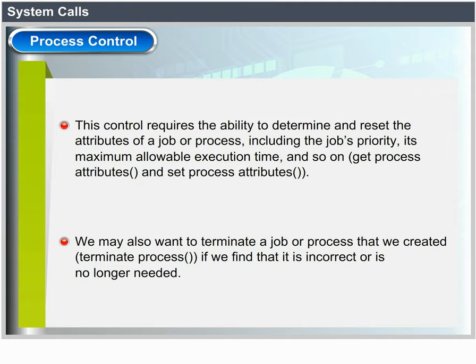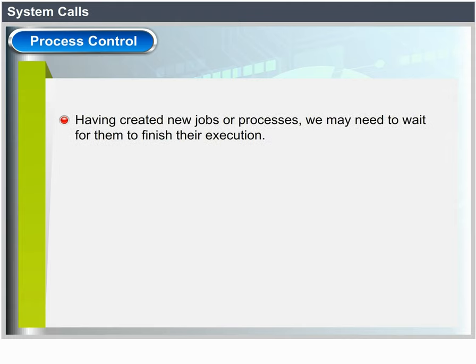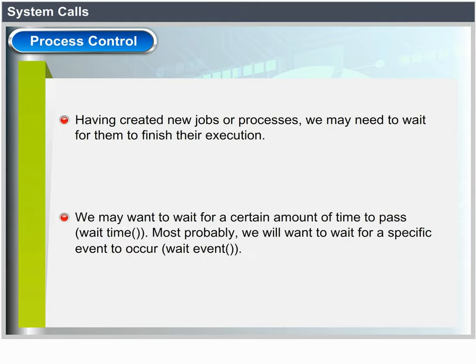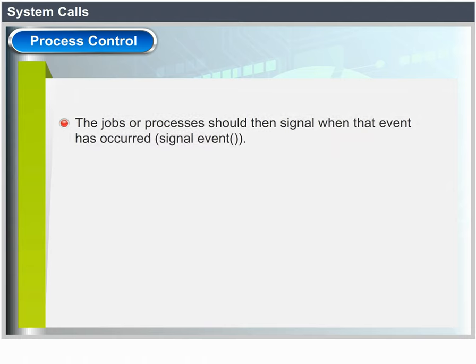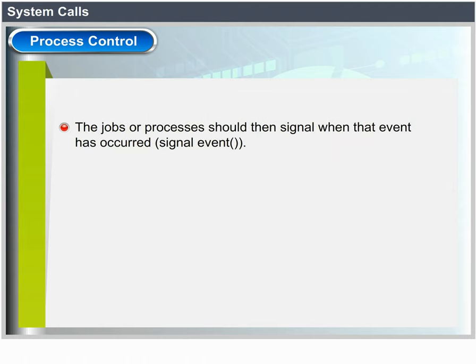Having created new jobs or processes, we may need to wait for them to finish their execution. We may want to wait for a certain amount of time to pass, wait time(). Most probably, we will want to wait for a specific event to occur, wait event(). The jobs or processes should then signal when that event has occurred, signal event().